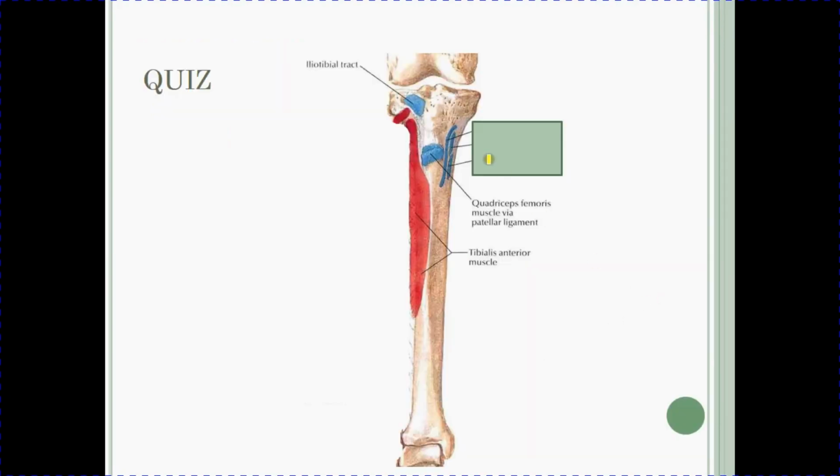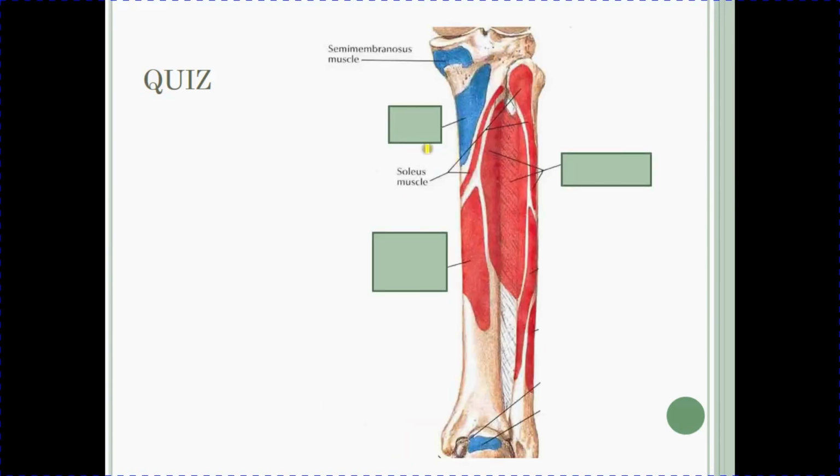Okay, so there is a quiz for you. Can you name these three muscles which are collectively called pes anserinus? This is a quiz for you. Name the muscle which is arising from the triangular area above the soleal line. Name the muscle which is present on the medial side of the posterior surface. Name the muscle which is present on the lateral side of the posterior surface.